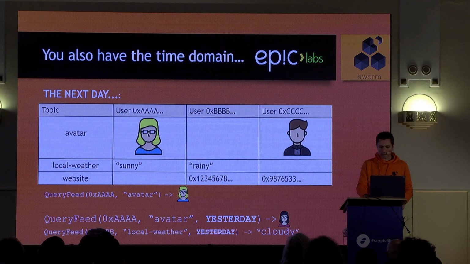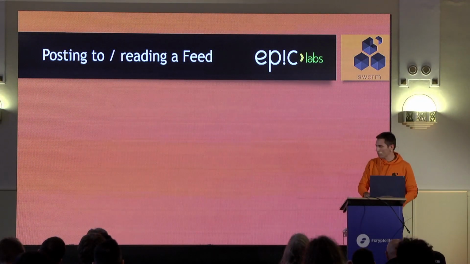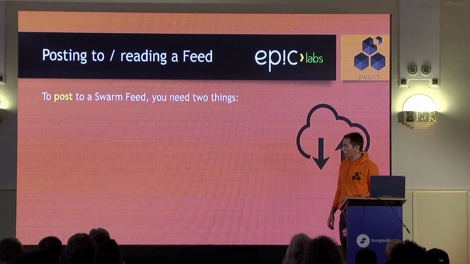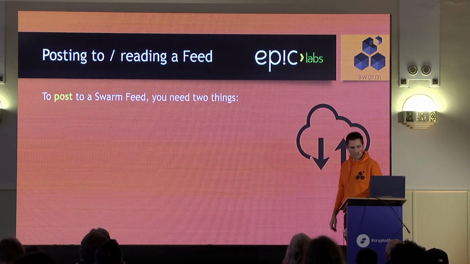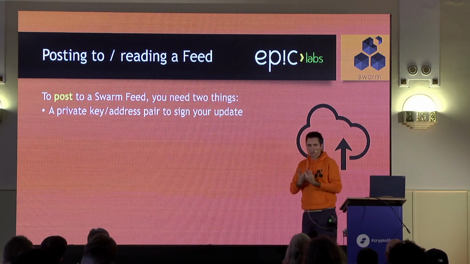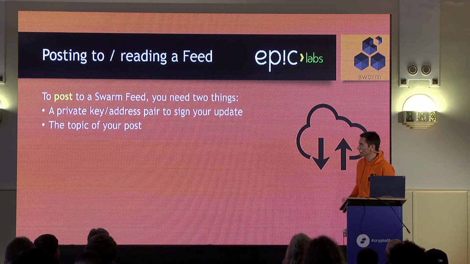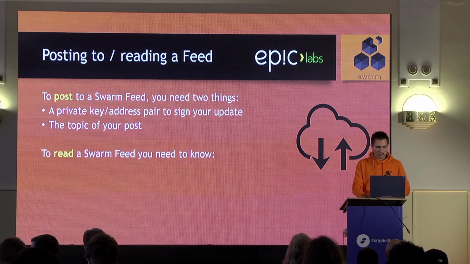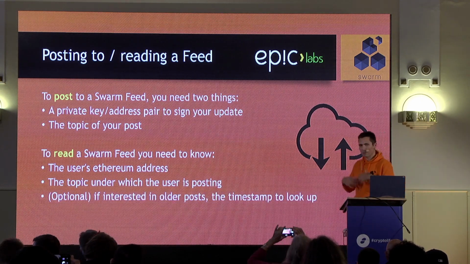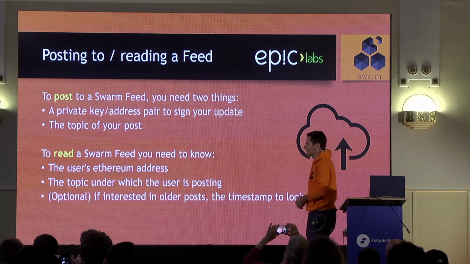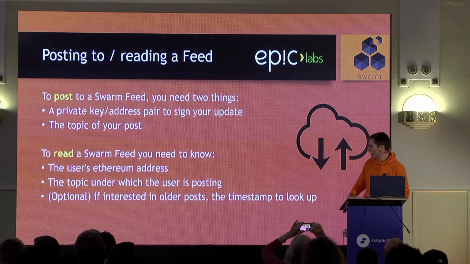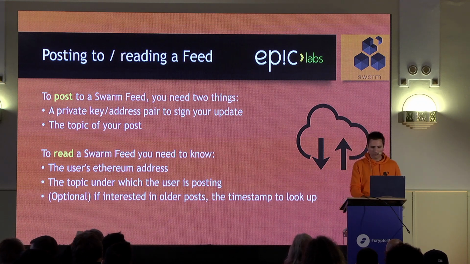So what are the things that you need to do to post or read in a feed? To post to a Swarm feed, you need 2 things, as we said before. You need a private key to sign your update, and you need a topic. To read, you need the user's Ethereum address and the topic. I'm repeating this because it's important to get the concept, as it's as simple as that. And if you want the older post, you need a timestamp.